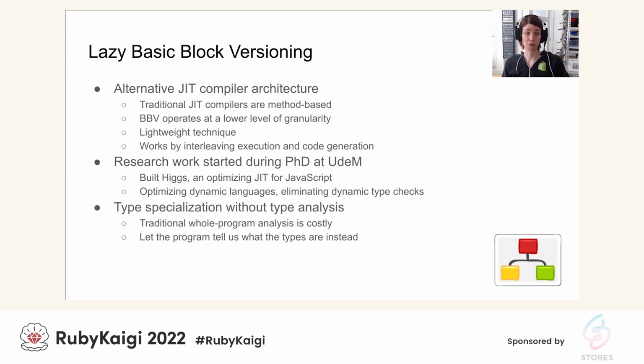Basic block versioning allows us to do type specialization without doing traditional whole program analyses, because these kinds of type analyses are very, very expensive. And basically the idea here is that we're going to let the program tell us what the types are at runtime instead.